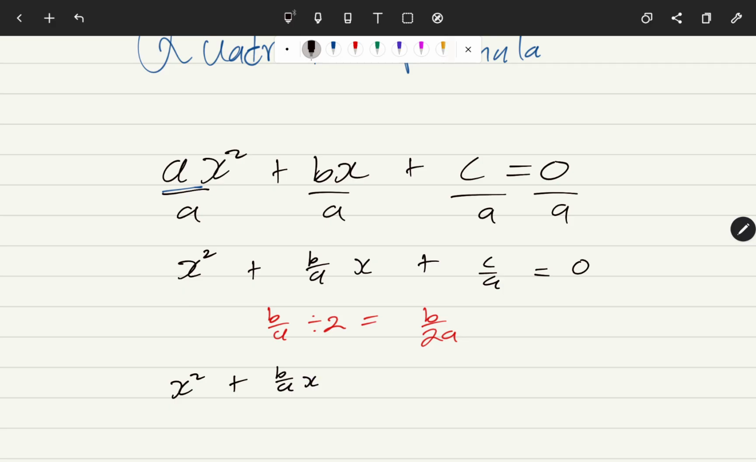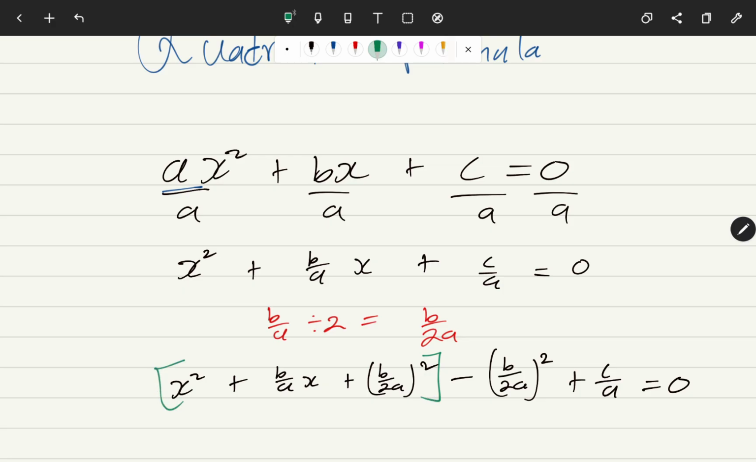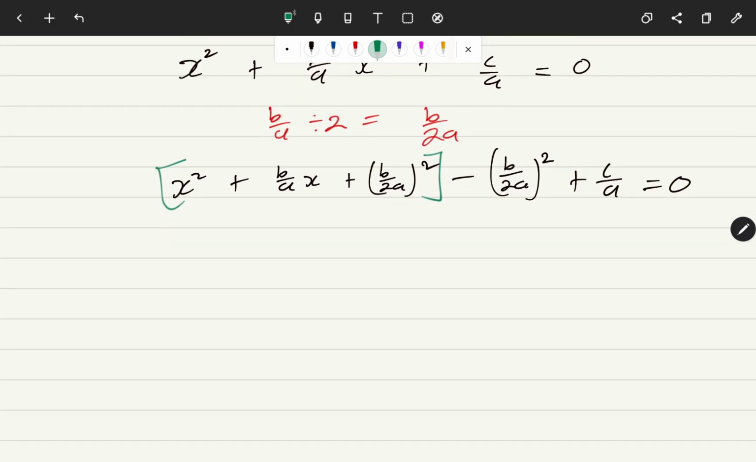So now this is the part where we add the squared. Don't forget the squared. And then we subtract the squared as well, b over 2a. And then it's plus c over a equals 0. Right? Now we are done with that. We go here, group the first 3. After grouping the first 3, this is what you do.